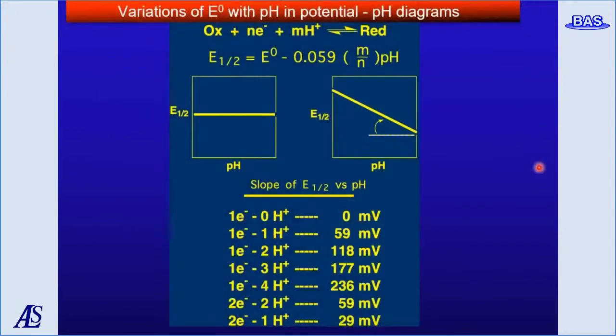The slope of the line obtained in the Pourbaix diagrams depends on the number of electrons and protons in proton-coupled electron transfer reactions. When the slope of the potential versus pH plot is 0, only 1 electron is involved, and when it is 58 millivolt, 1 electron and 1 proton are involved in the reaction. Here is the list of the slope values, which tell us the number of protons and electrons involved.